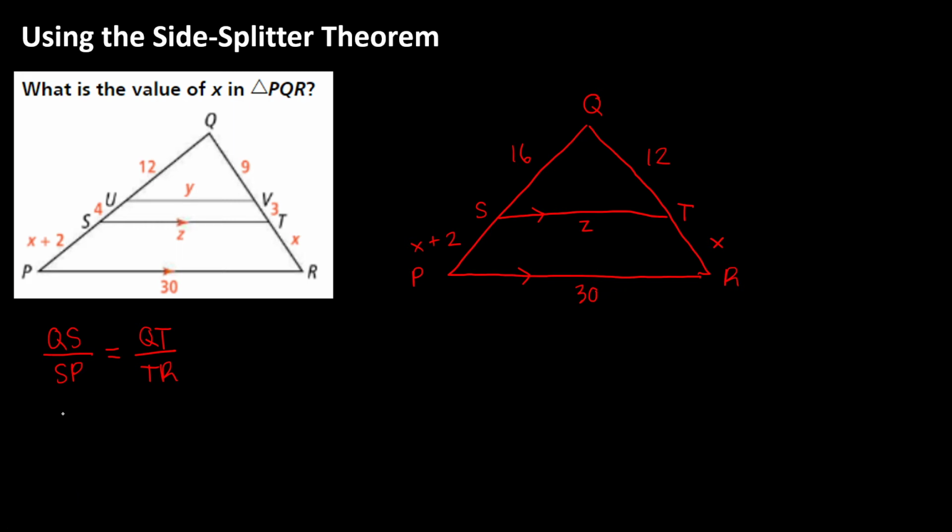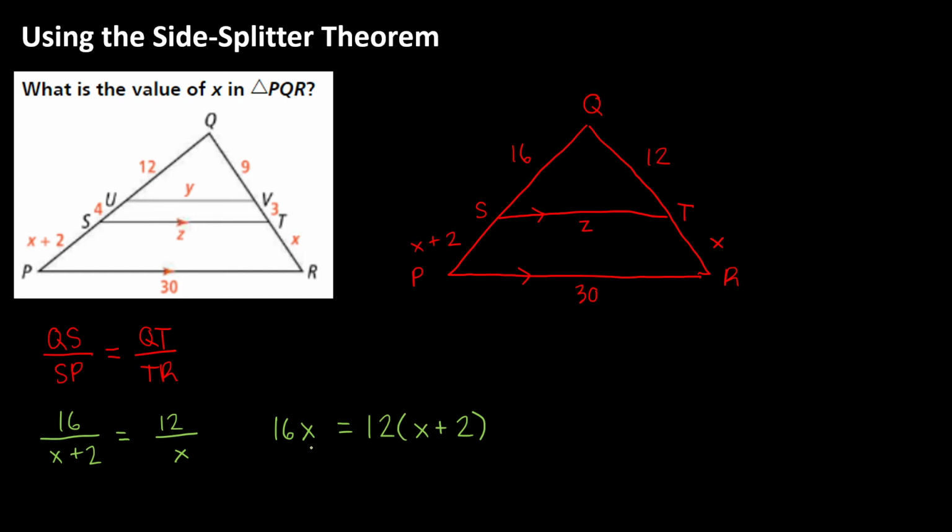So we know that QS is 16, SP is X plus 2, and then QT is 12, TR is X. So we need to solve for X. And again, we are going to cross multiply. So what you're going to get is 16 times X, which is 16X, is equal to 12 times X plus 2. It's important that we are multiplying everything in the expression X plus 2 by 12. Do not forget that step.